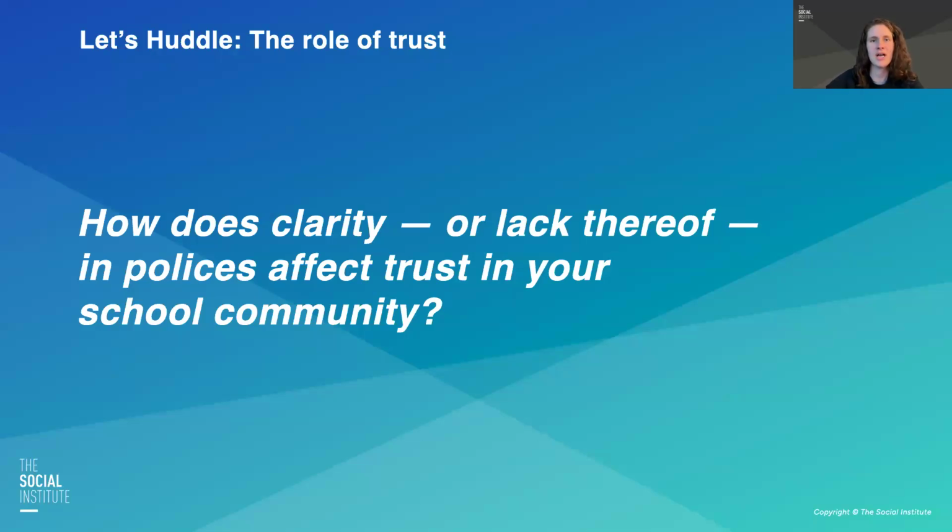Another question here that can be a great conversation starter with your faculty and staff. How does clarity or lack thereof in policies affect trust in your school community? And again, I know that there's a lot of split on this topic in general about use and whether or not students should be using it and all of the different questions here. This can be a really great grounding question to bring to the table. Whether you want to use it or not, whether you want your students to use it or not, what's the benefit of having clarity as far as policies go in your community?